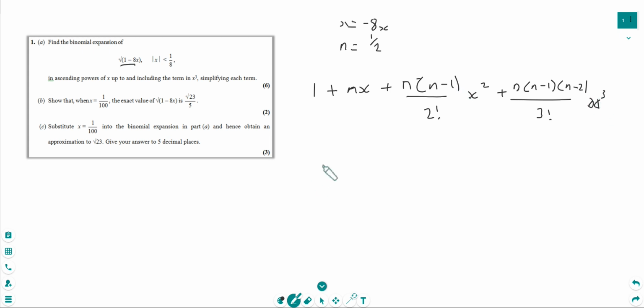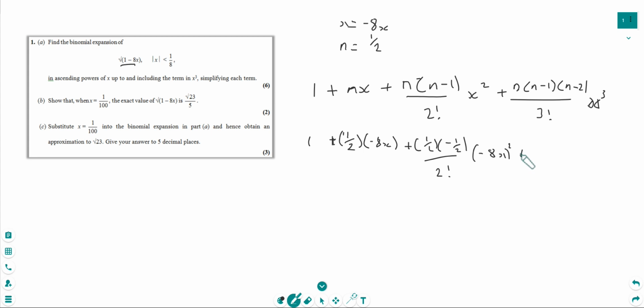Right, put some numbers in. So we're going to have, let's just do this generally, 1 plus a half. Sorry, I don't understand why my tablet's not playing ball today, but never mind. Minus 8x. So 1 plus a half minus 8x plus what we're going to have here, a half times minus a half over 2 factorial. The x is minus 8x squared, so that's all being squared.